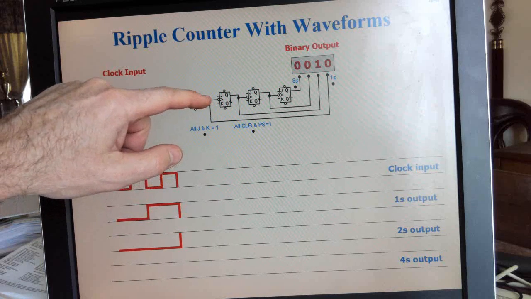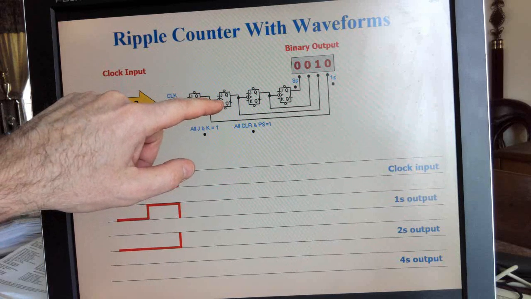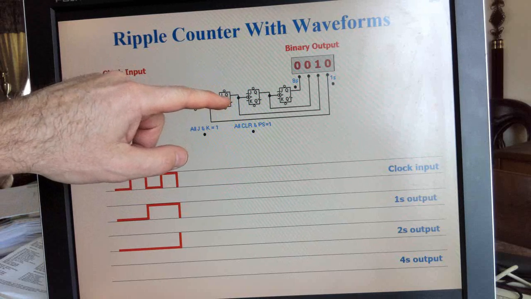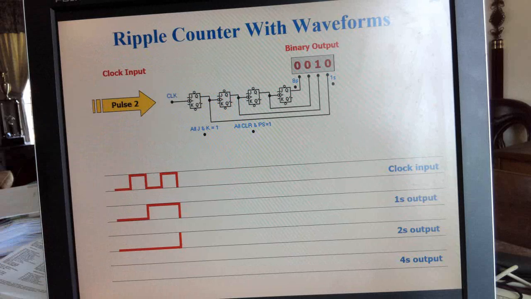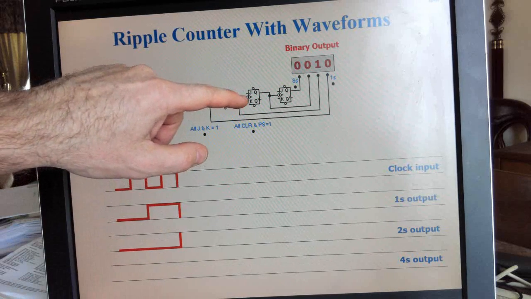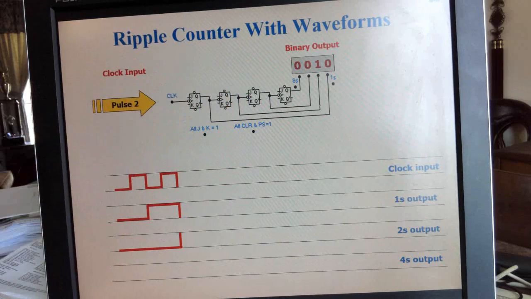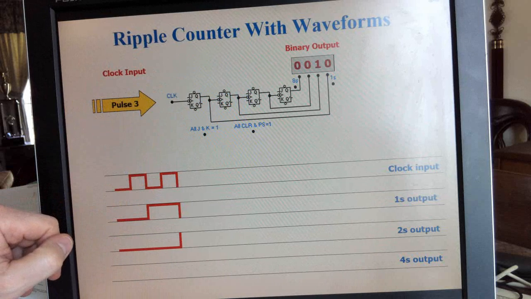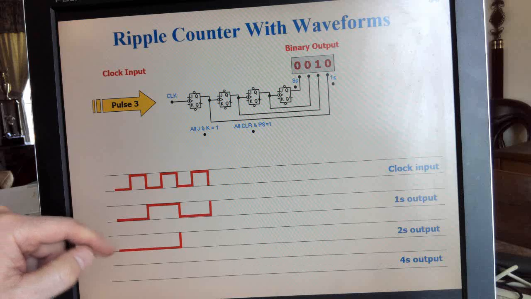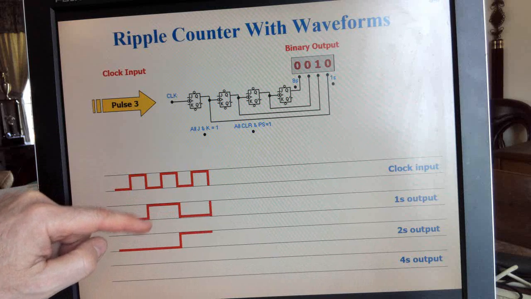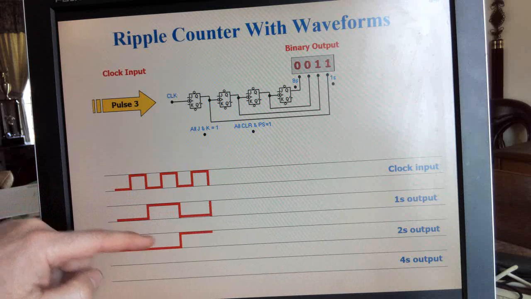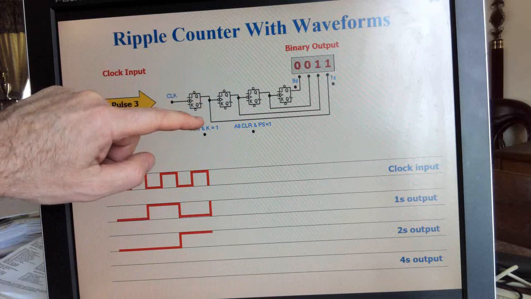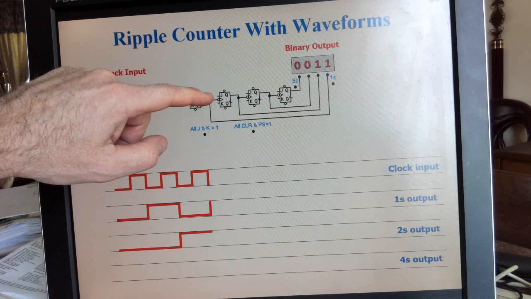Well, when the output of Q1 goes low, that's the input of this guy, it's going to force this flip-flop high. Okay, that's what we have going on here. So now we have high sitting out here. Okay, we toggle again. We're going to get another clock pulse through. And there's the clock pulse. So the clock pulse is going to be pushed through this flip-flop, pushed through this flip-flop. Now it's sitting high right now.